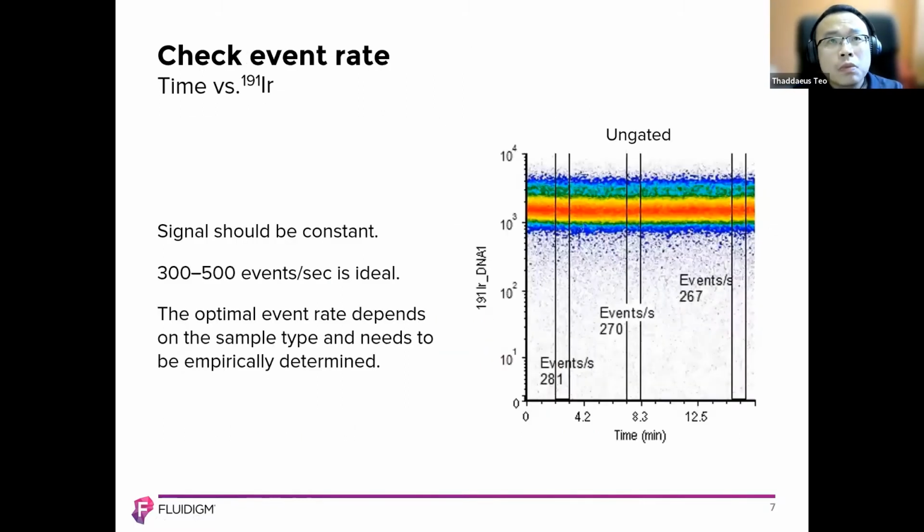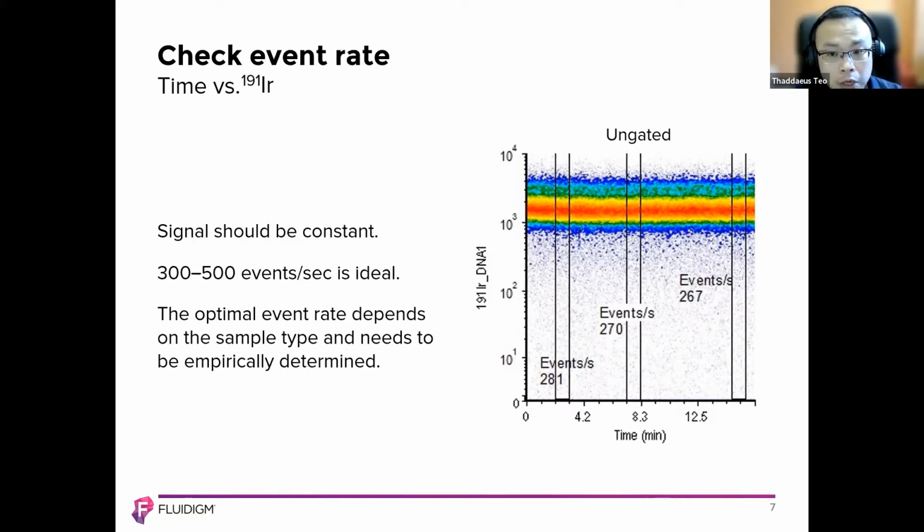Now, when you check the event rate, time versus 191 iridium, you have to check on the raw FCS file, and you should be looking at ungated events. While the event rate should be closely monitored during sample acquisition, we can also use this plot for a closer inspection. Remember that high event rates increase the number of ion cloud fusions.